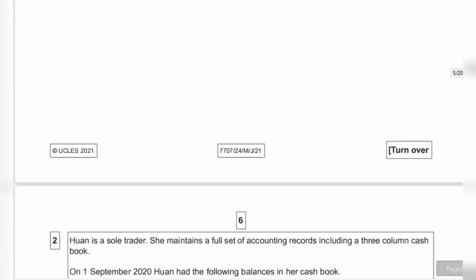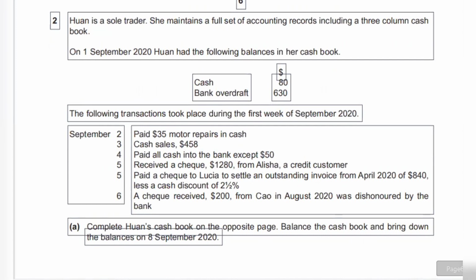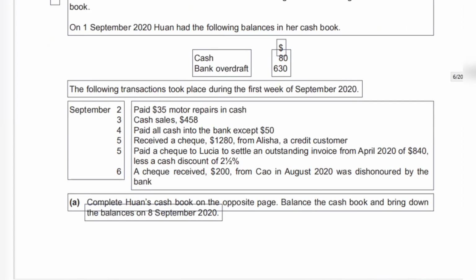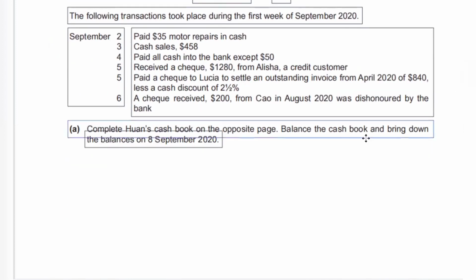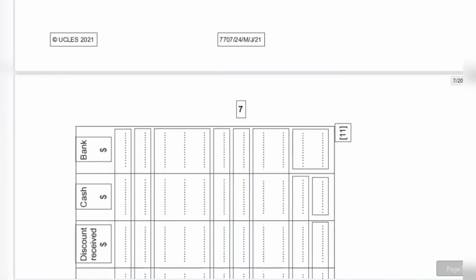So question two. Juan is a sole trader. She maintains a full set of accounting records, including a 3-column cash book. On 1st September 2020, Juan had the following balances in her cash book. We are required to complete Juan's cash book on the opposite page, balance the cash book and bring down the balances on 8th September 2020.